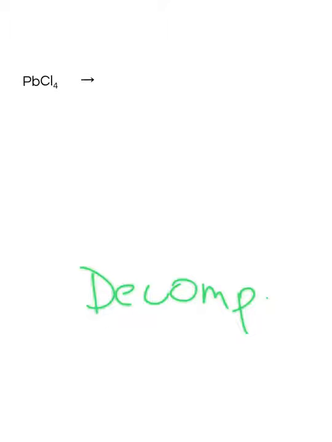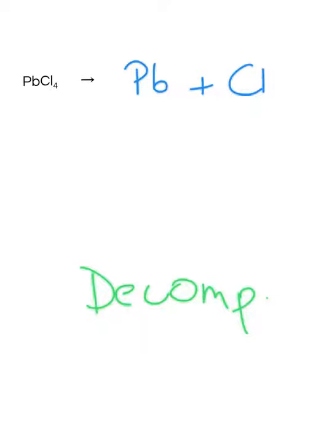Now let's go about predicting our products here. In a decomposition reaction, I simply want to take the elements that are in that compound and break them up into the respective elements. So on my product side, I'm going to start by writing out Pb plus Cl. And then I want to take special note of each of these elements, identifying if either of them are diatomic.